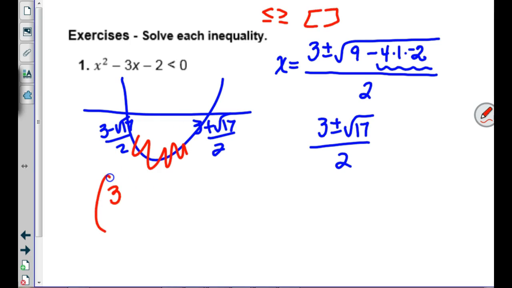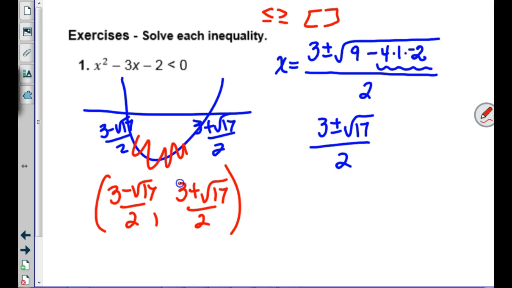So we're just going to have 3 minus square root of 17 over 2, comma, 3 plus square root of 17 over 2, and I don't think you have to do one like that on the quiz. That was pretty gross. Okay, I think they get better. I hope they get better.